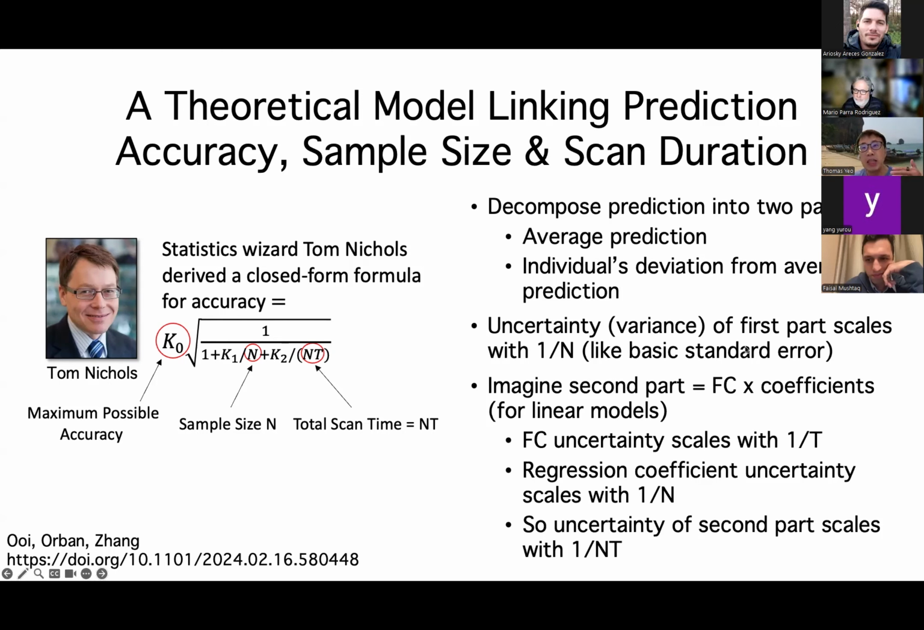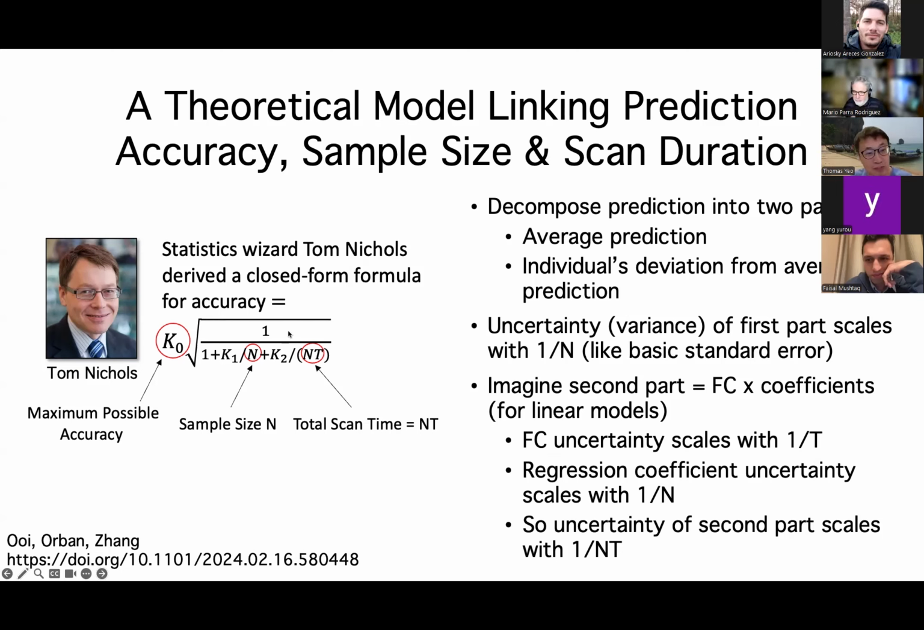The second part is the individual's deviation from the average prediction. In the case of a linear model, we can think of this part as the functional connectivity of an individual multiplied by the linear regression coefficient. Now, the uncertainty of functional connectivity scales with 1 over T, while the regression coefficient scales with 1 over N. So if we multiply 1 over T with 1 over N, we get 1 over NT, which is the uncertainty of the second part. And so now the first part contributes 1 over N, and the second part contributes 1 over NT, which explains the formula that Tom derived.